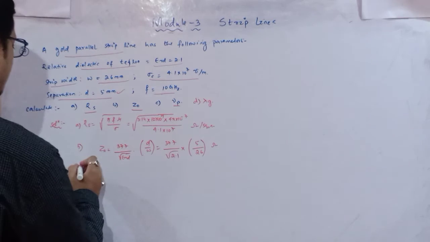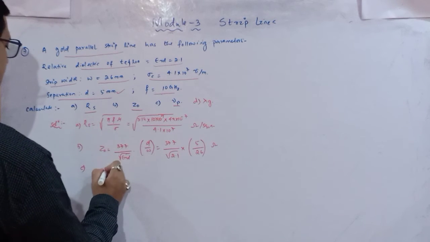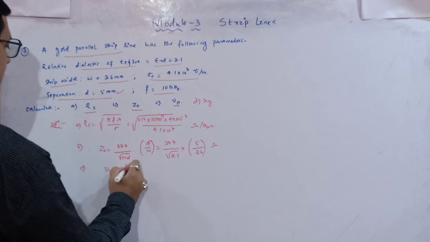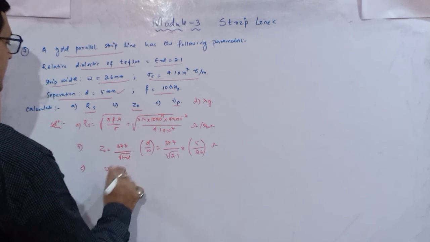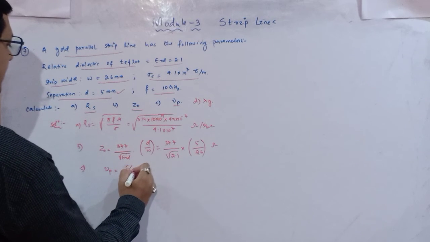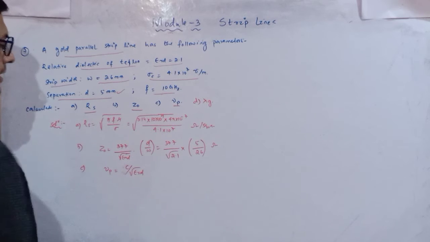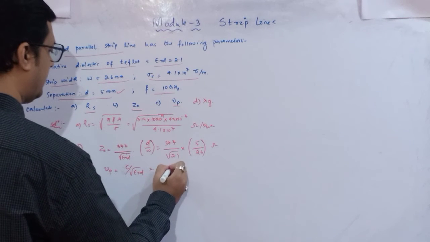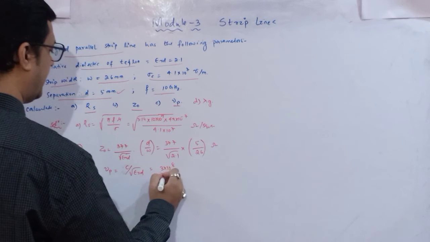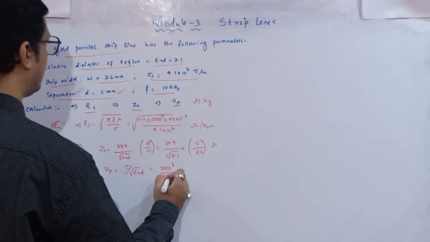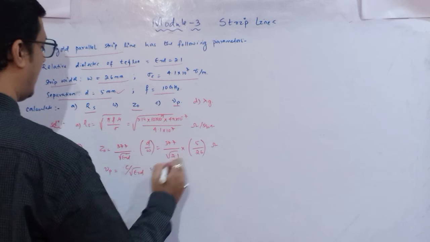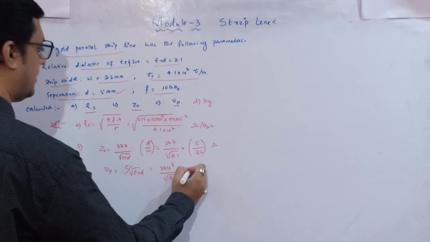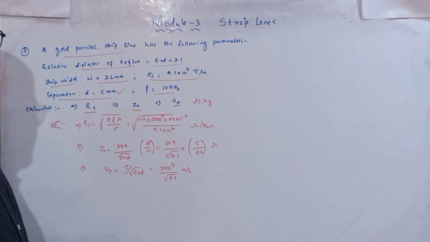Okay, see, next one is our phase velocity. Now what is phase velocity? It is c divided by root of epsilon Rd. Simple relation. So what is c? 3 into 10 to the power 8 divided by root of epsilon Rd, which is how much? 2.1. Solve this, you will get the answer in terms of meter per second.